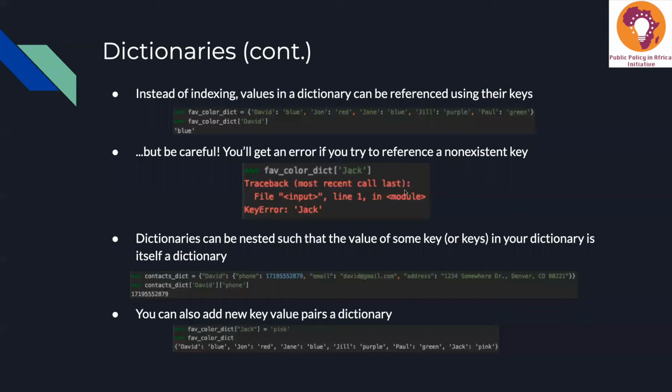There's another way that you can reference values in a dictionary, which we'll get to in the methods slide, which won't produce a key error, but I just wanted to call that out.